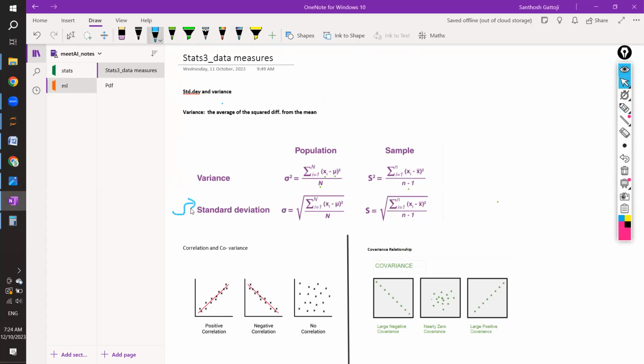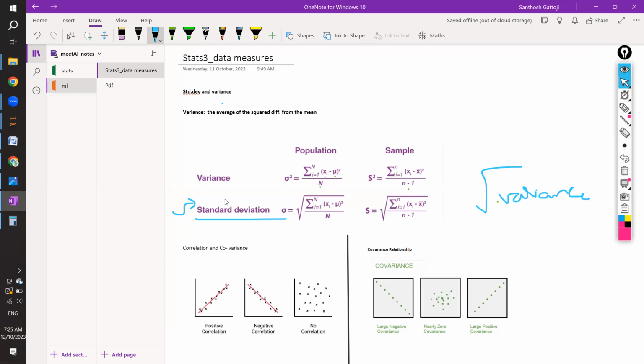Standard deviation. From tomorrow's class, you are going to hear these two words many times. Now, what is standard deviation? Standard deviation is the same as variance, but it is just the square root of the variance.